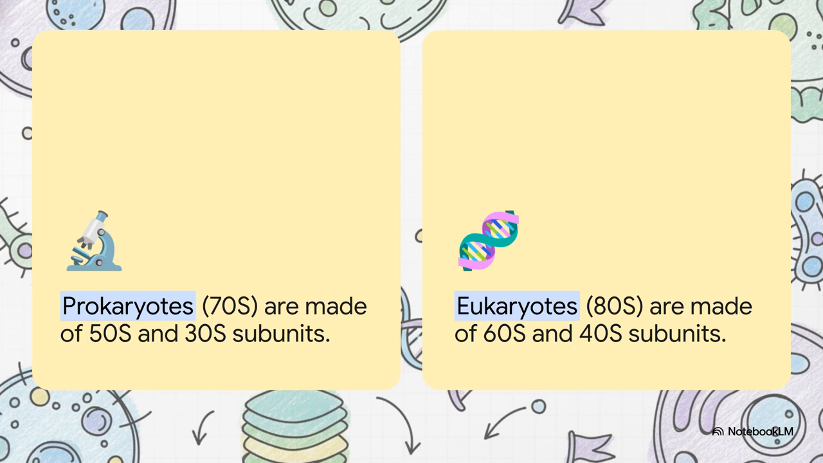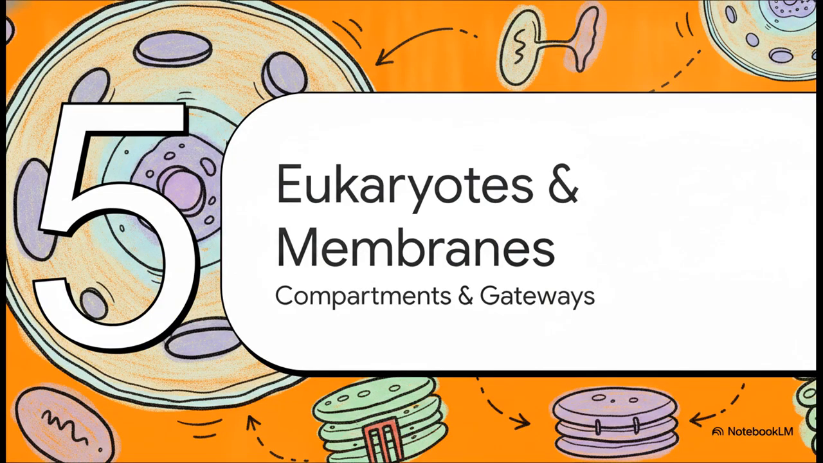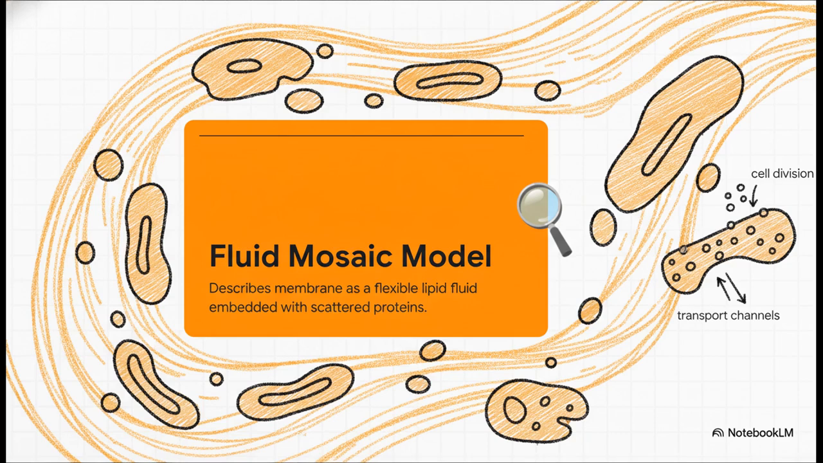Makes sense, right? Let's move on and see how this builds in Section 5, eukaryotes and cell membranes, compartments and gateways. Everything about how a complex cell protects itself really revolves around this pivotal concept, the fluid mosaic model. Proposed by Singer and Nicholson back in 1972, it describes the cell membrane so perfectly.